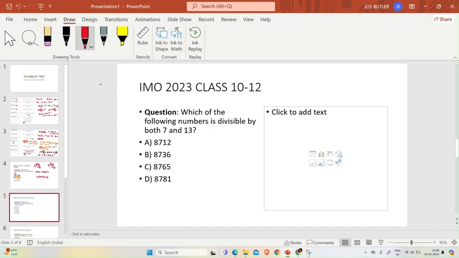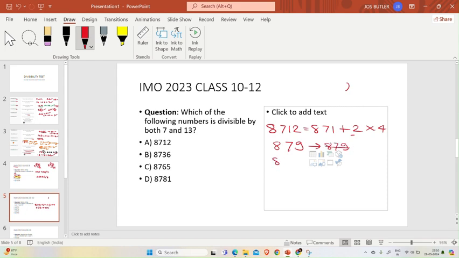Next question. Which of the following numbers is divisible by both 7 and 13? Now for 7 we will directly divide, but first let us eliminate the numbers not divisible by 13. 8712. So take the first digits, keep them as they are, and multiply the last digit by 4 and add it. So it becomes 871 plus 2 into 4, which is 8. So it becomes 879. Now we will apply the same trick once again on 879.